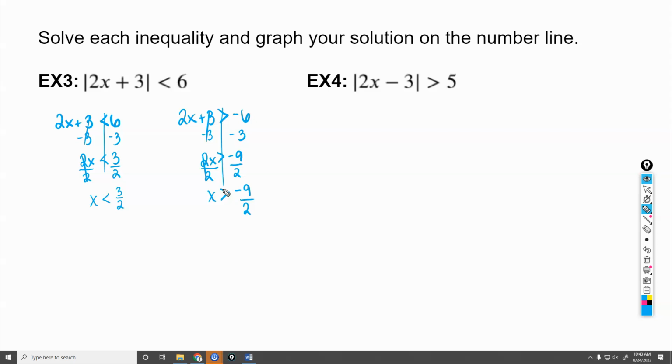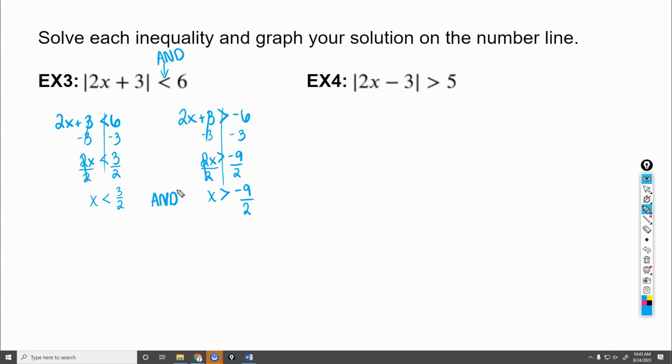Okay, oh, I didn't even think, is this an and problem or an or problem? It is a less than, right? So this is an and problem. So we are looking for what makes both of these true, which means if we graph them, we've got to see where they overlap. Now, probably it's negative 9/2 less than x less than 3/2.